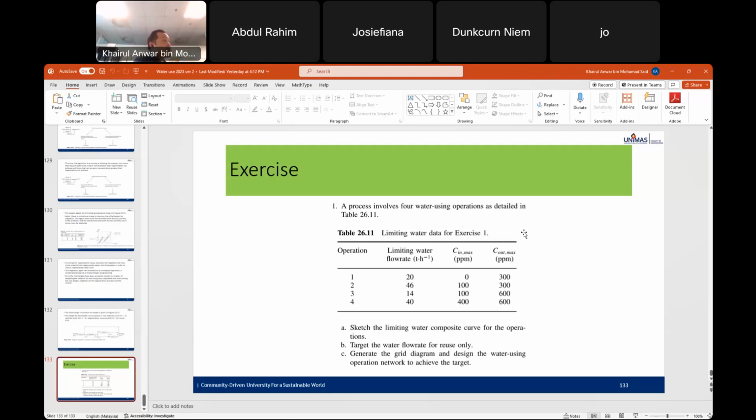So once you calculate the mass load, calculate it first. You calculate for all four operations. Identify the mass load first.